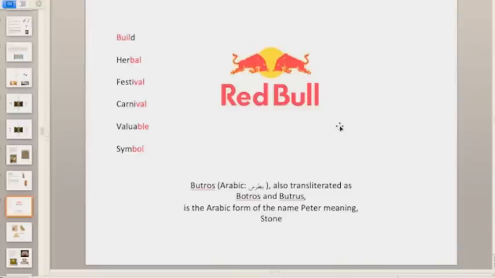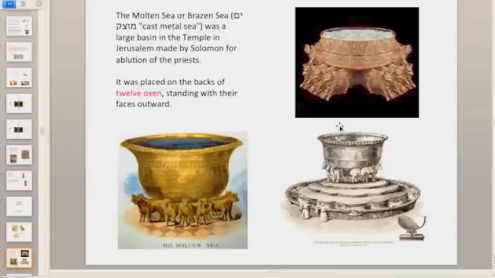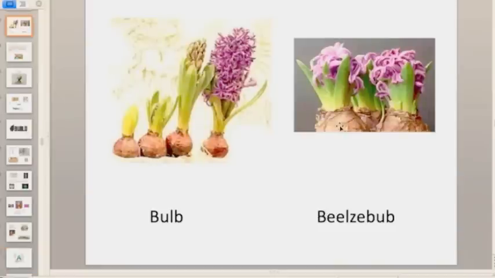Red Bull, Blue Bull, Herbal, Horus Baal, Festival, Feast to Baal, Carnival, eating flesh to the priests of Baal, valuable, symbol. There's the golden lion and the golden bull. The 12 golden bulls around the molten sea in the Bible. 12 oxen. Bulb. You see the Taurus field. There's the center of the Taurus field, and now the plant is having an orgasm, exploding outward. It's an orgasm. See? They look happy.